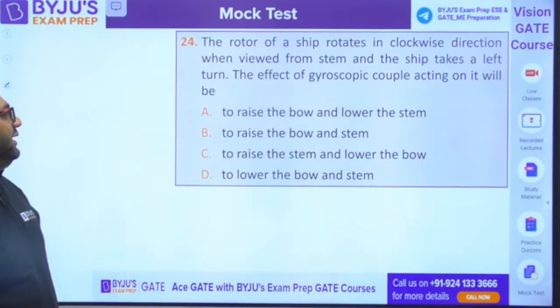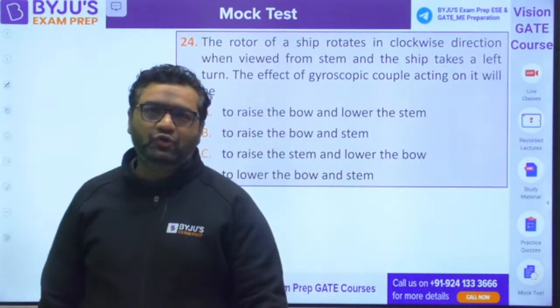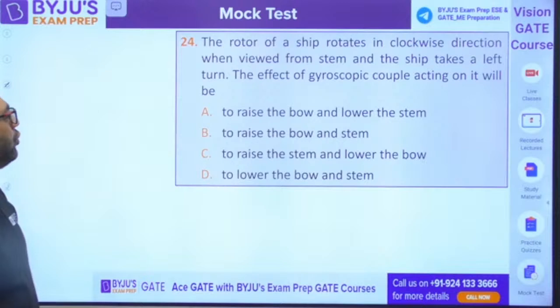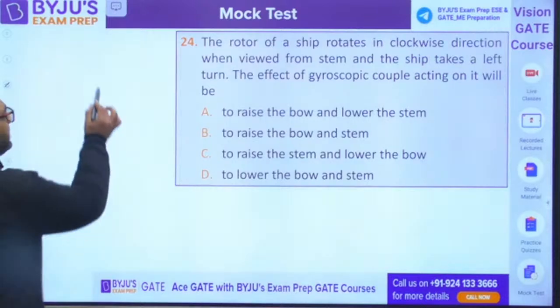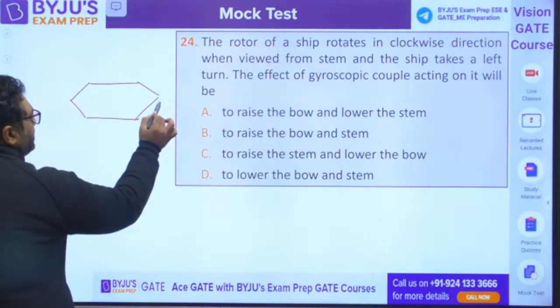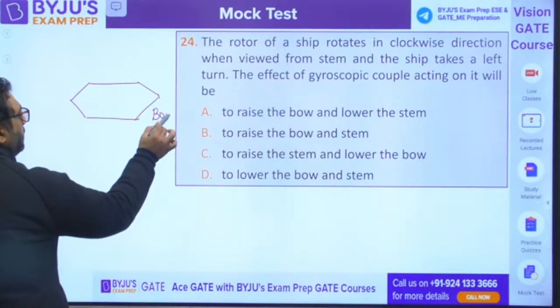Moving to question number 24. This is from gyroscope. So guys, this is saying the rotor of a ship rotates in clockwise direction when viewed from the stern. Okay, stern means, this is the ship, the front end is the bow, this is the stern.